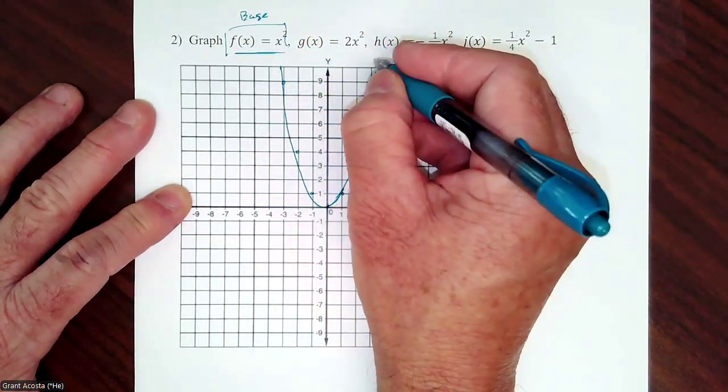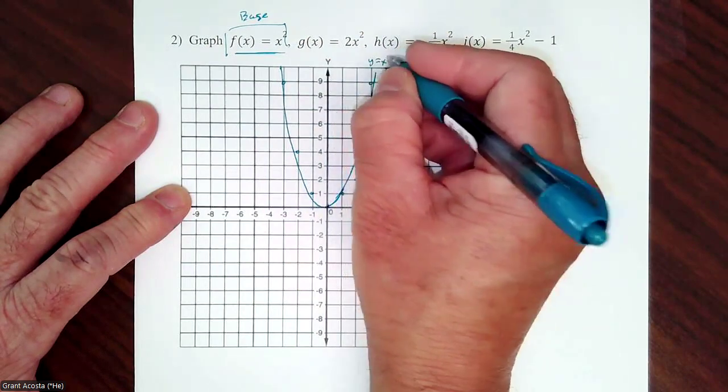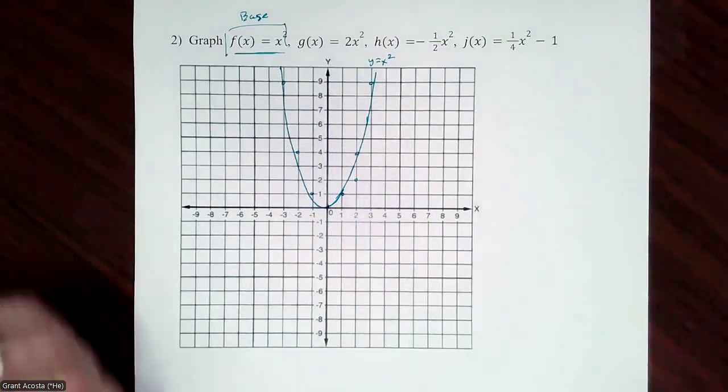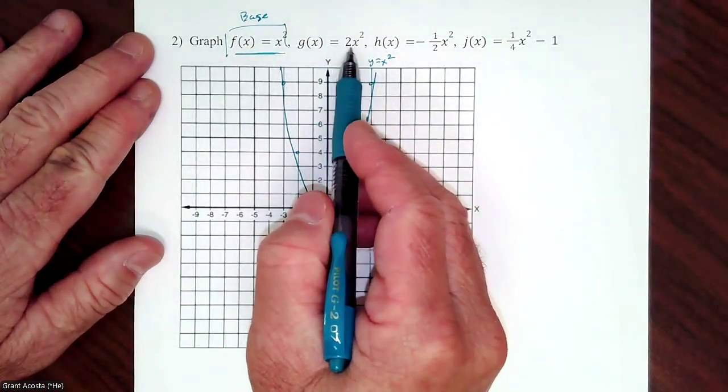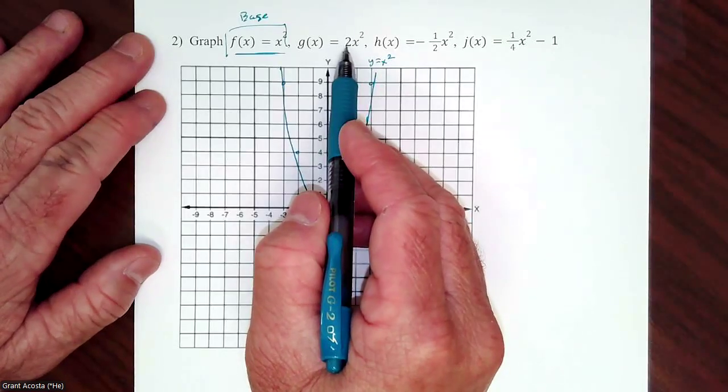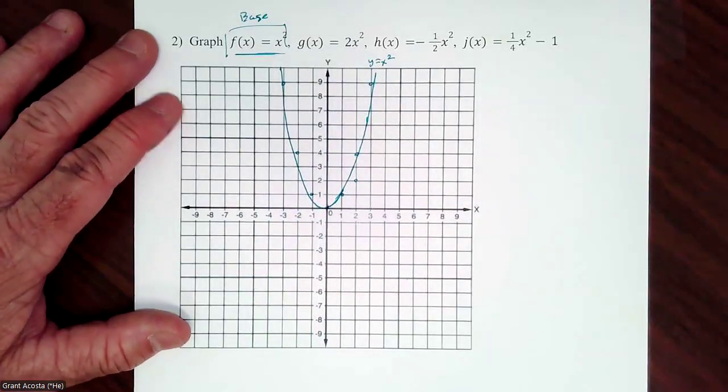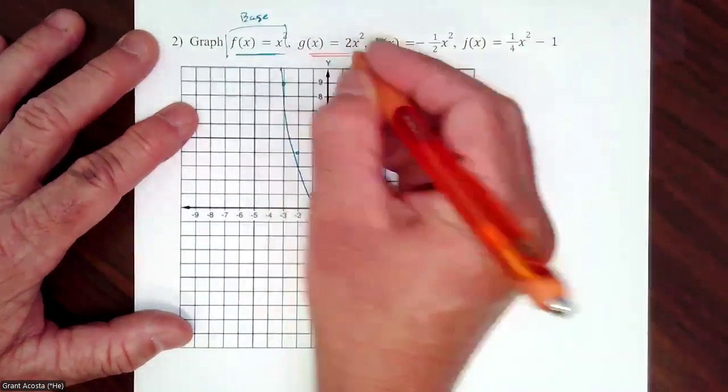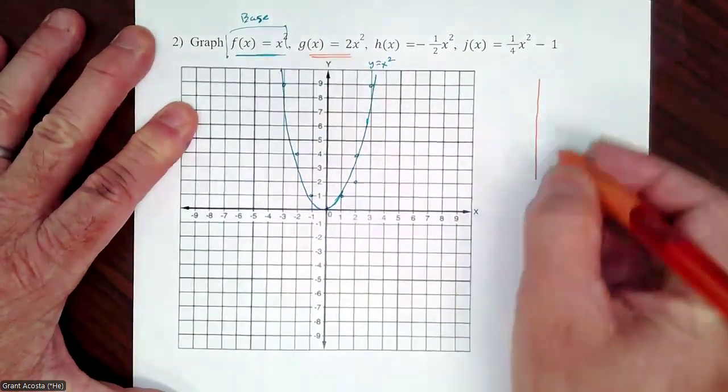Okay, so here's our graph, and since f of x is a fancy name for y, I'm just going to write that as y equals x squared. Let's try g of x. What does it mean to put a number in front of that? 2 times x squared. Well, this is probably a good time to do a table here. Let's see what happens.